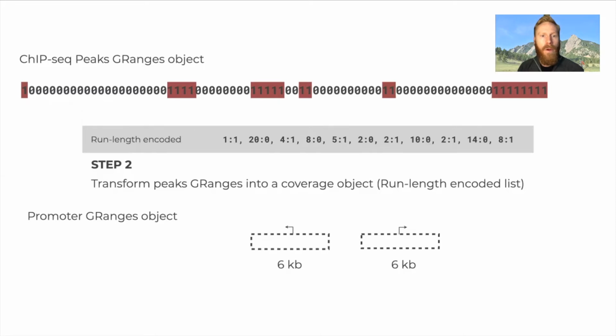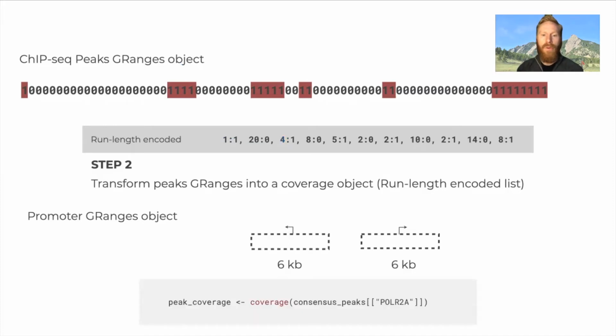and say that there's 1 one followed by 20 zeros followed by 4 ones, etc. So this is what run length encoding is. And it's very efficient because it turns what would be a 150 gigabyte vector into a few kilobytes.